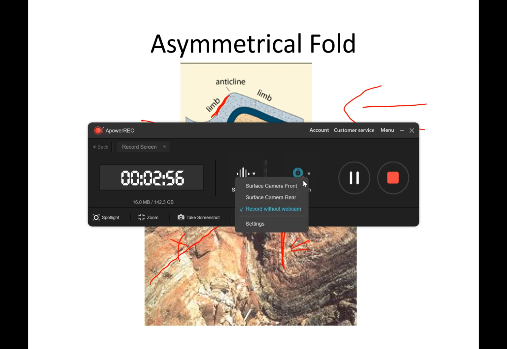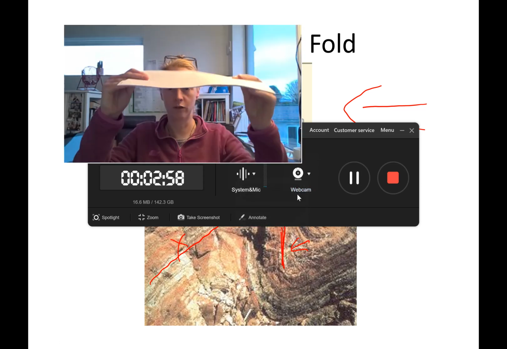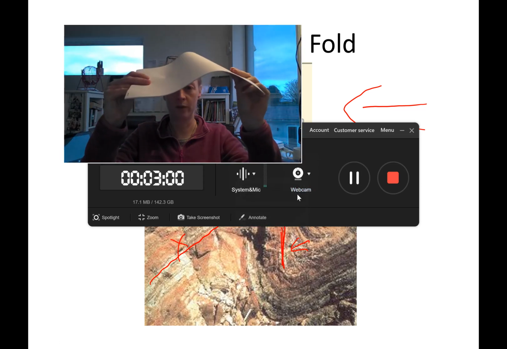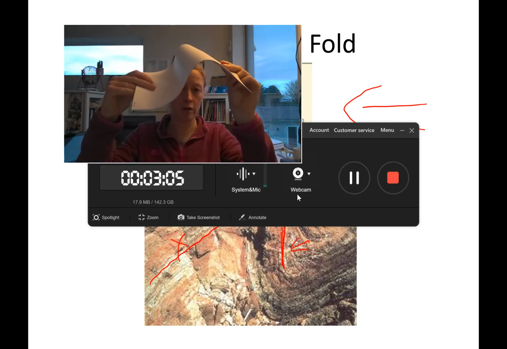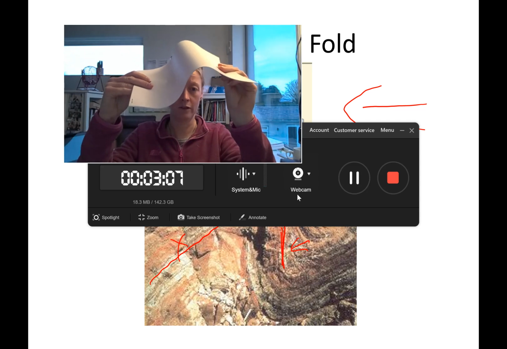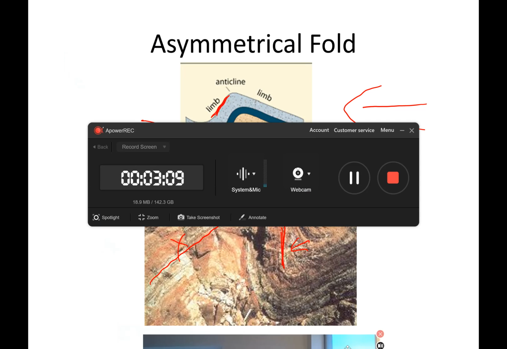I know you're dying for a demonstration of this. So, asymmetrical fold, I'm going to apply more pressure from this side. You can see that this limb here is steeper than this limb here. That's an asymmetrical fold. Now I will put up the diagrams of these separately, so don't worry about that.